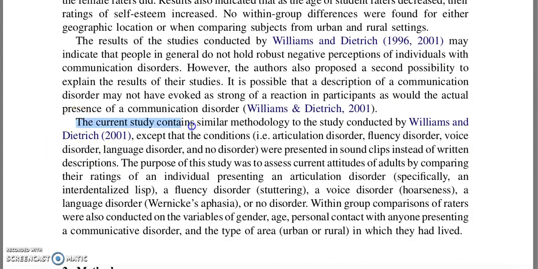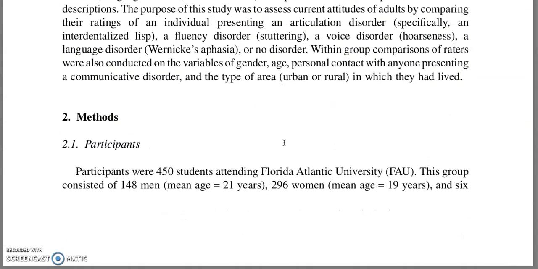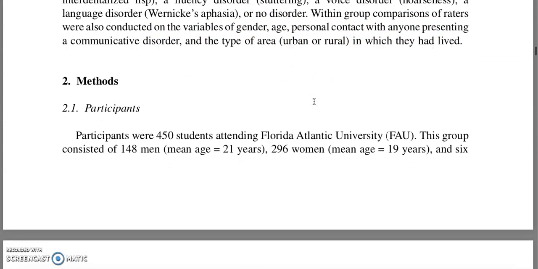So here is where we fit in. They talk about the current study containing a similar methodology to the study that they discuss above, and then breaking down exactly what conditions they're going to look at and comparing them, and then also comparing other factors such as gender, age, personal contact with people with communication disorders, and the areas they live in. So that's the background information. That's how we're presenting where our research is going to fit in.